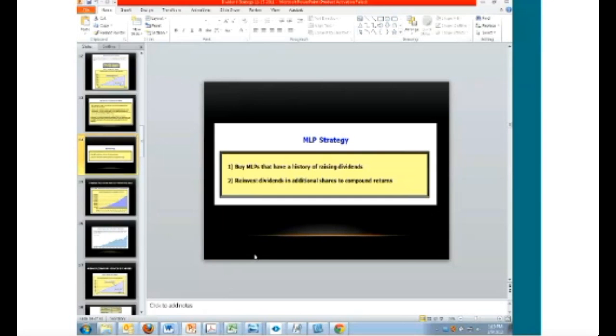And just like the REIT strategy, the MLP strategy is pretty simple. We buy MLPs that have a history of raising their dividends, and then we reinvest those dividends in additional shares to compound the returns. So again, if they're raising their distribution or their dividend, that's a clear sign that the company is doing well and that they believe they're going to have the future earnings to sustain that dividend increase. So a great fundamental indicator.